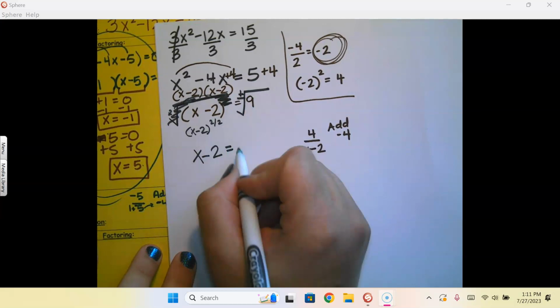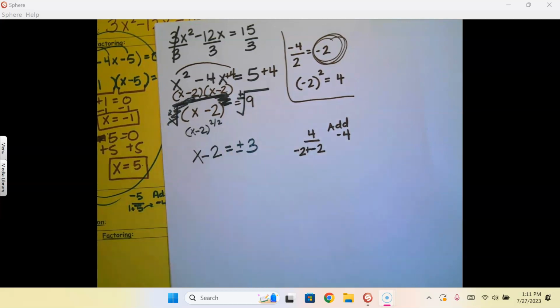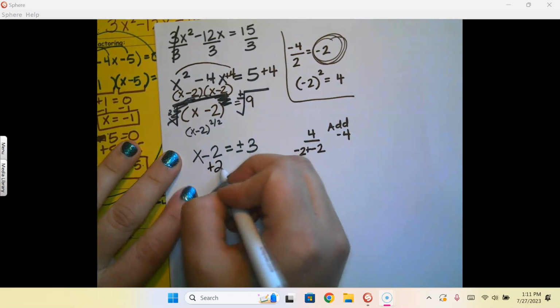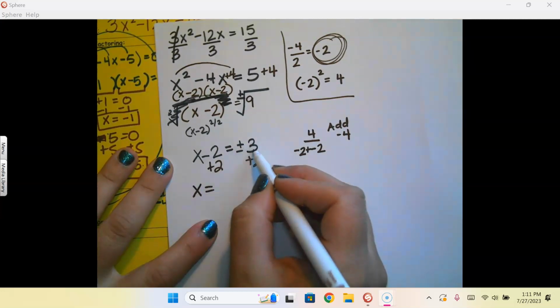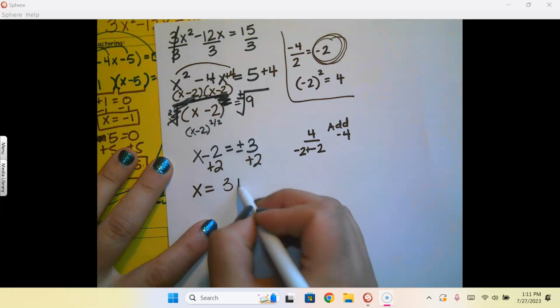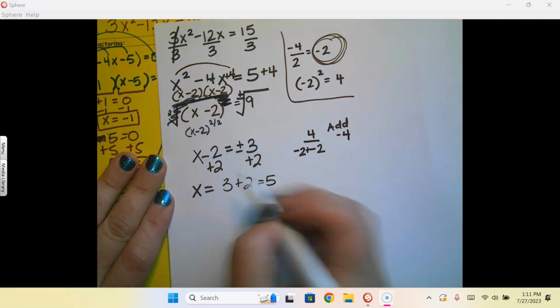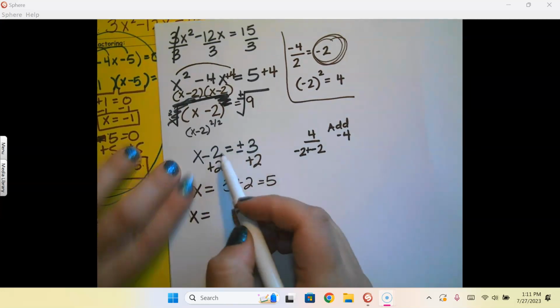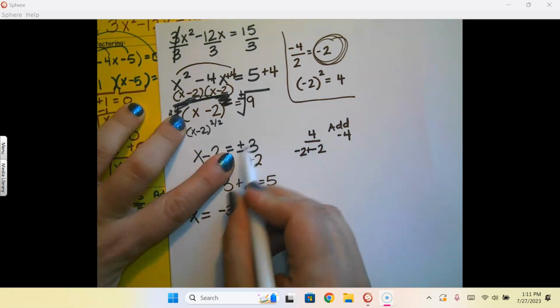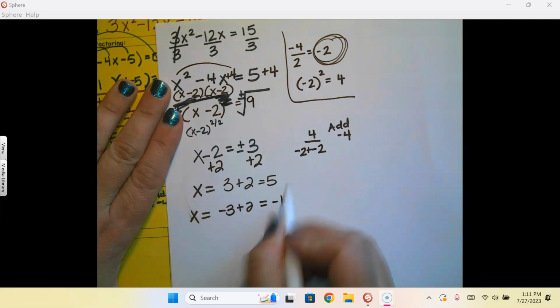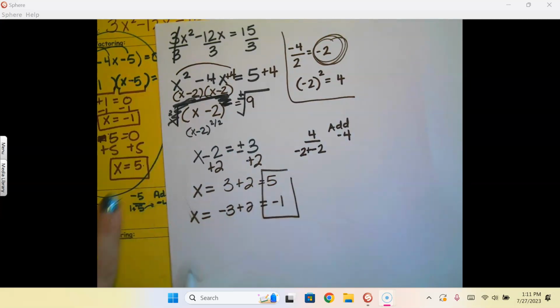Now the square root of 9 is 3. And then we're going to add 2 to both sides. And then we would have 3 plus 2, which is 5. And then we would have negative 3 plus 2, and that's negative 1. So again, we get the same thing we got here by factoring the original problem. We got our 5 and we got our negative 1.